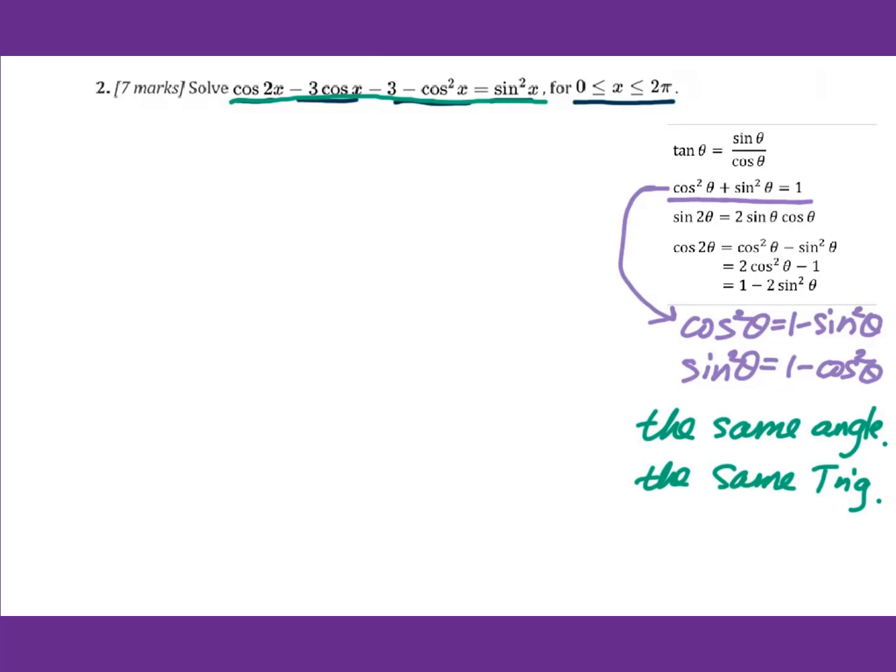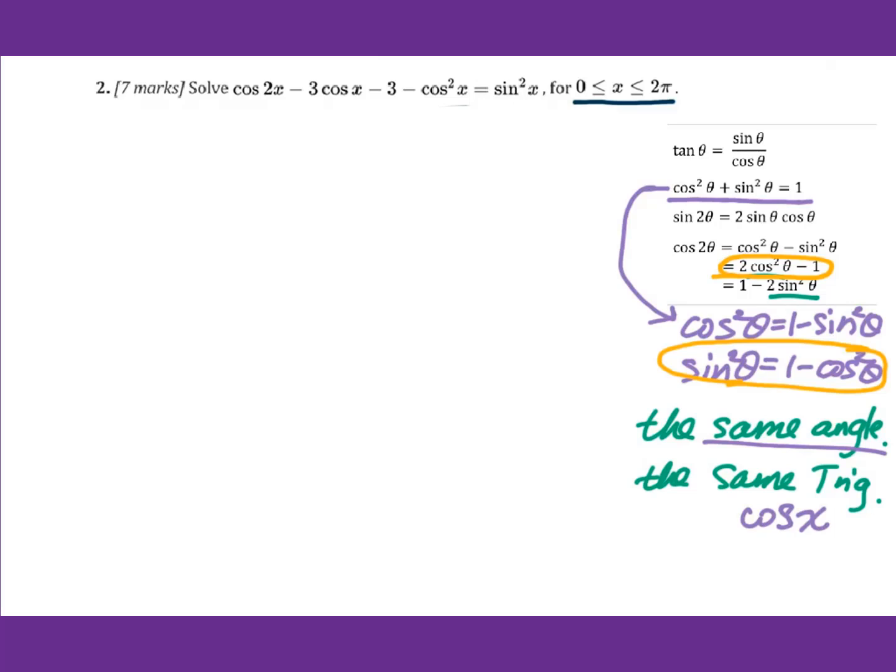For the angle part, I have 2x. You have to change it into either cosine square x or sine square x. For this cosine x, there's no way for you to change it into sine x. Therefore, you have to change this equation into cosine x. The same angle means you have to change into x, not 2x. Therefore, you have to use this formula and this formula to change sine square theta and cosine 2 theta into cosine square theta.